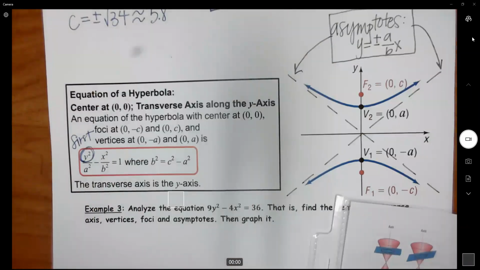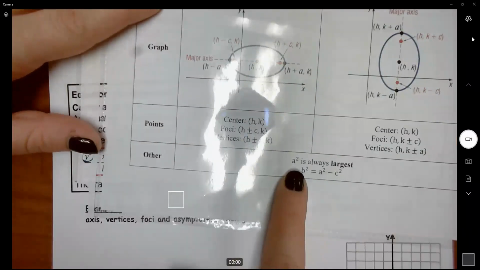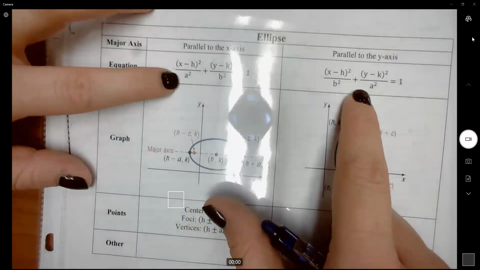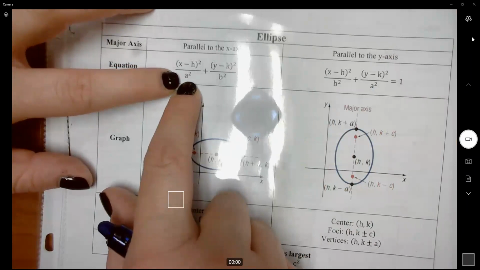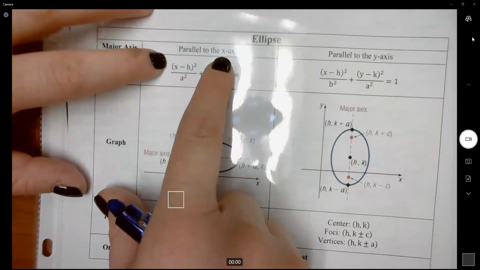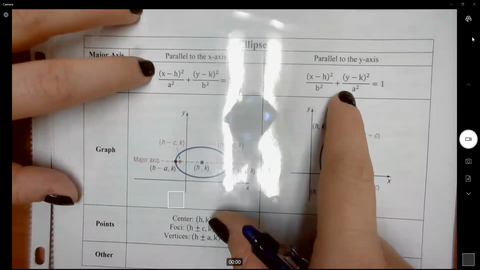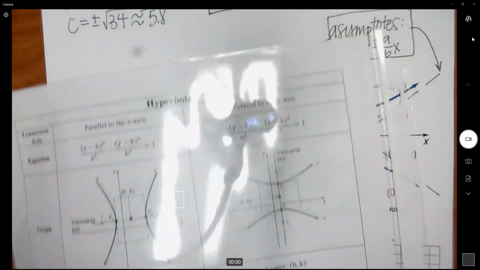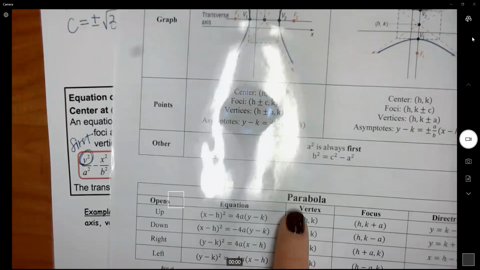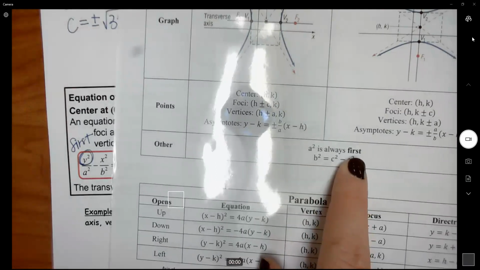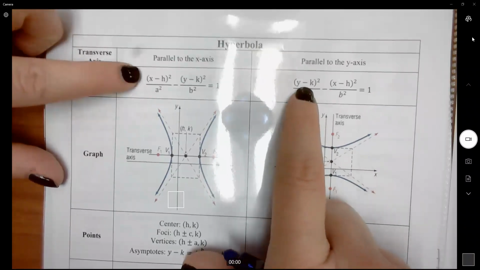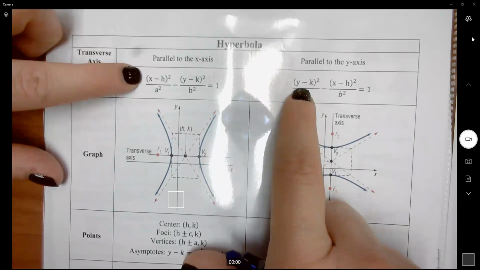And on your formula sheet, I do note that. On your formula sheet, I put that for ellipses, a squared is always the largest of the two numbers. And so that's how you can tell these two apart. Your a squared here is bigger under your x, that's what makes it parallel to the x-axis. And your a squared here is bigger under the y, and so that's how you know it's parallel to the y. And then for hyperbolas, I put here that a squared is always first. So your a squareds are right here, the same, and what changed is your y and your x.